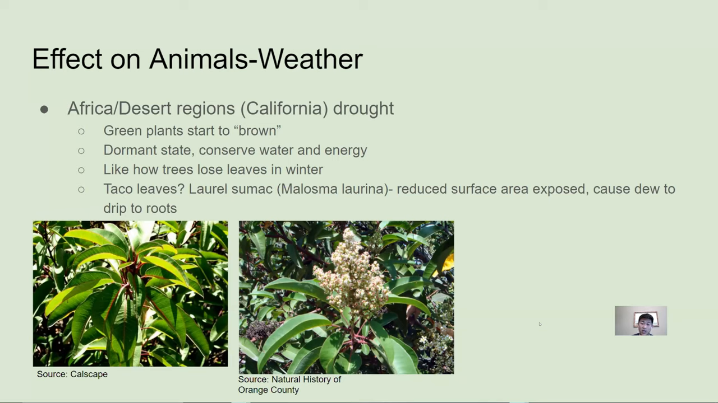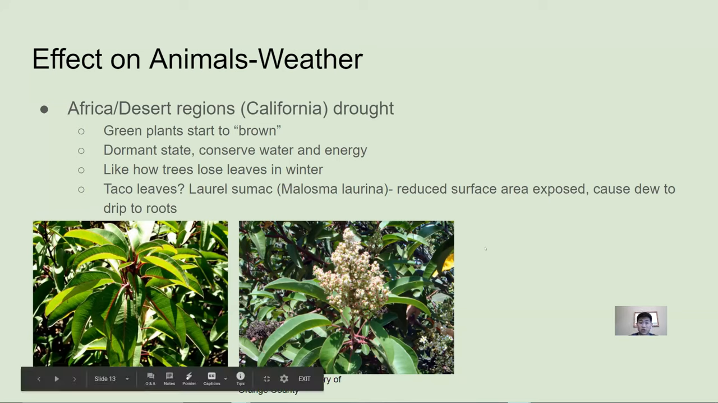So this is kind of like how trees lose their leaves in winter and go into a dormant state, because in the winter there's less sunlight, so the trees aren't really getting that much benefit from trying to do photosynthesis, and they're actually losing energy. So that's why a lot of green plants start to turn brown.